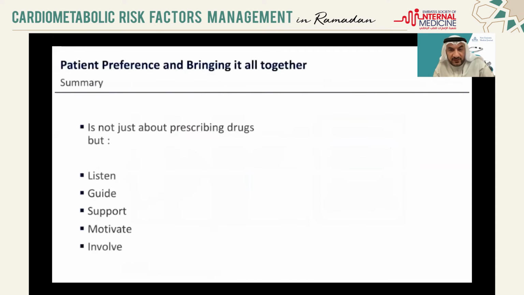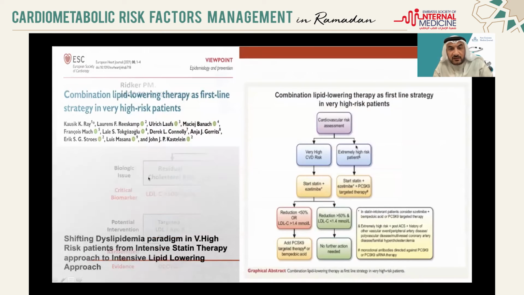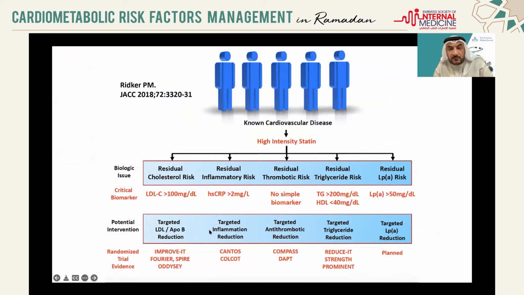So what I'm trying to leave you with, whether we're in Ramadan or not in Ramadan, is to listen to our patients, guide them, support them, motivate them, and involve them in the management, because that should be our way. Together, I think we can reach the target. When it comes to cardiovascular disease, it's not only LDL. It's inflammatory, it's thrombotic. Many things are involved and contribute to this.